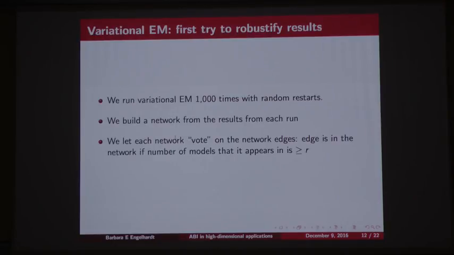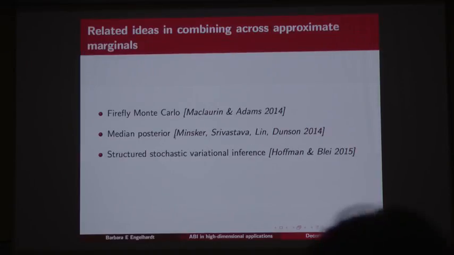So let's do the easiest thing first. What we tried, and it seemed to work very well, is that we would just run variational EM 1,000 times from 1,000 different starting points. Then we do exactly what I told you, which is we invert the covariance matrix and build a gene expression network, one of these Gaussian Markov random fields, from the results for every single run. So now we have 1,000 networks. Then we let each network vote on the network edges. In other words, we threshold at some number r, little r, the counts of each edge in the network.